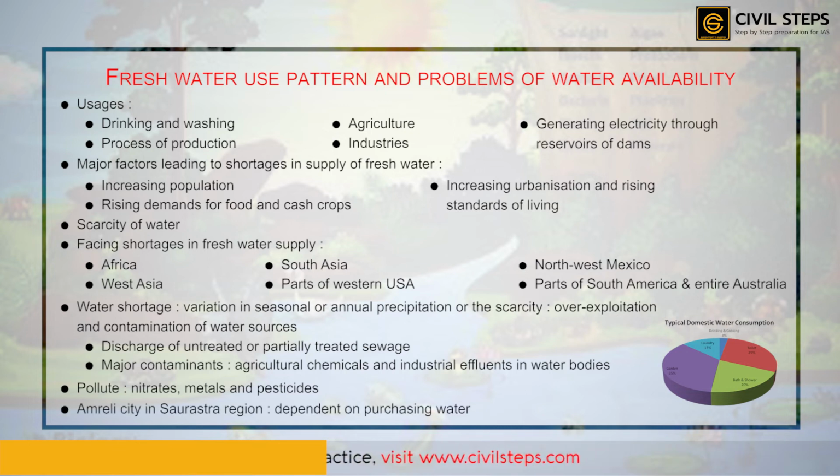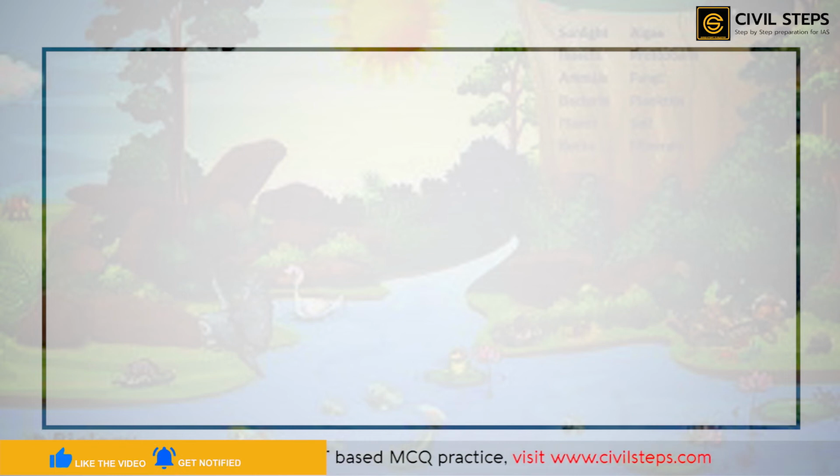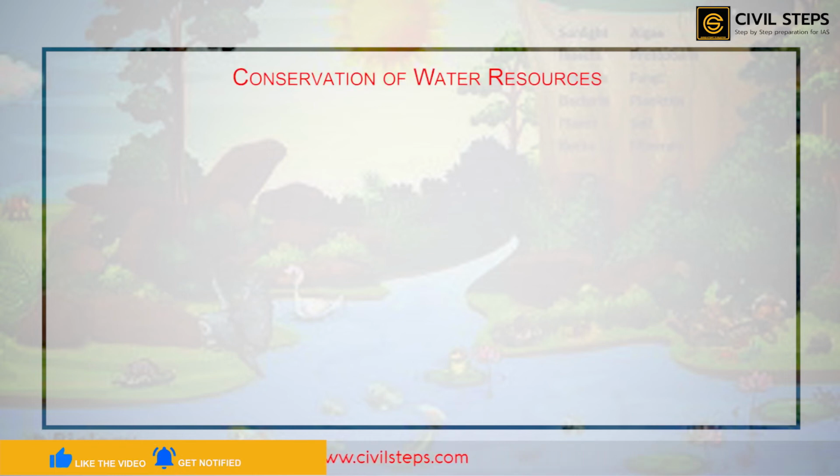Amreli city in Saurashtra region with a population of 1.25 lakhs is completely dependent on purchasing water from the nearby talukas. So this was about the use of the fresh water and also about the problems that are related to the availability of water. Now let us talk about the conservation of the water resources.